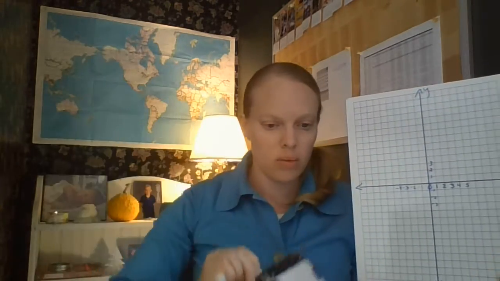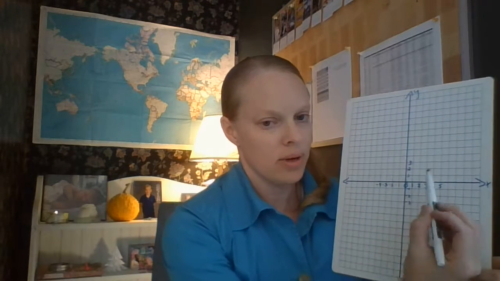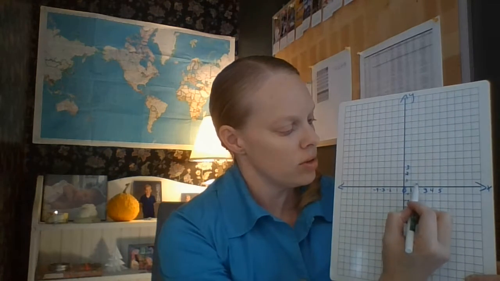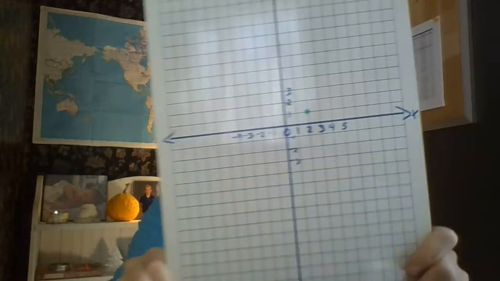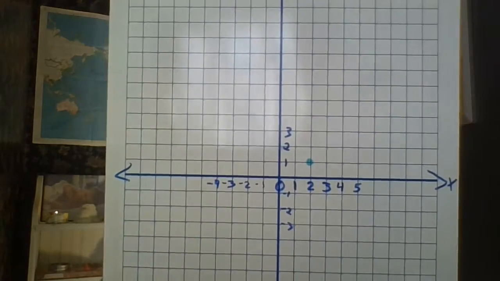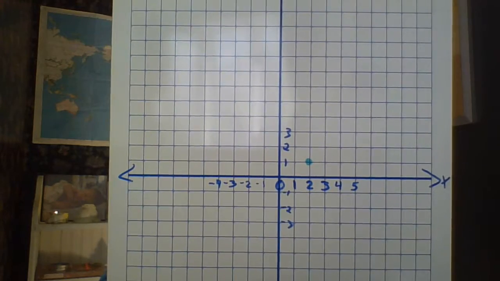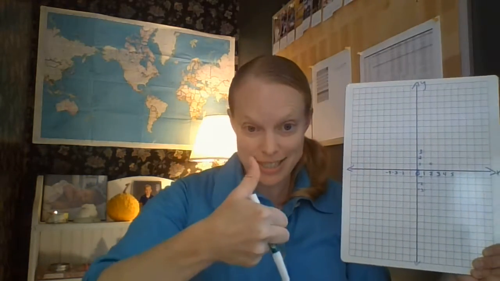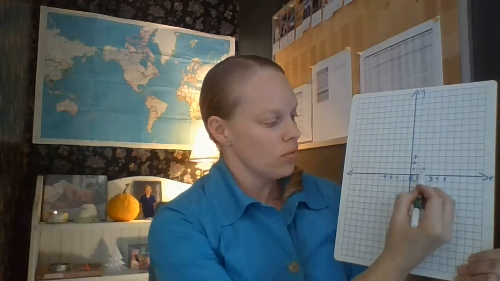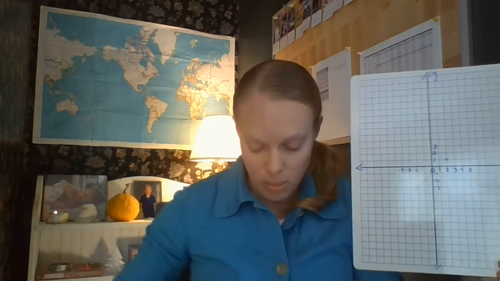So 2 and 1. So here we go. We're going to go over 2 and up 1 and put a dot on our graph. So do you see how the x is 2 and the y is 1? Okay, got it? Okay, so 2, 1. That's all we have to do for that point.